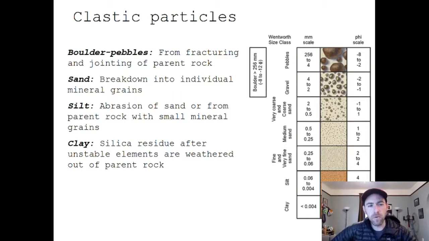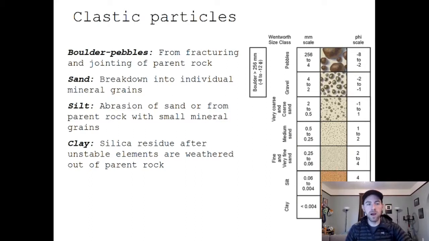Silt predominantly forms due to abrasion of those particles. So as you transport them, or as they are abraded by glaciers, for example, or in aeolian settings from impacts of other sand grains, you tend to break those sand grains that were the original mineral size down into silt. Okay, so you take a 300 micron sand grain and you break it down twice, you end up with silt.